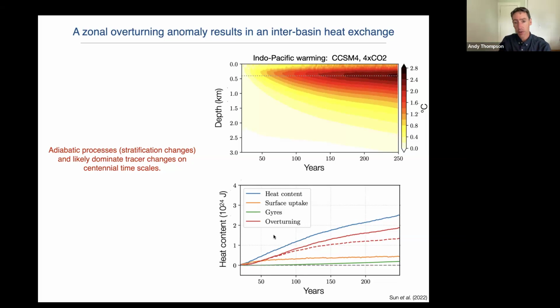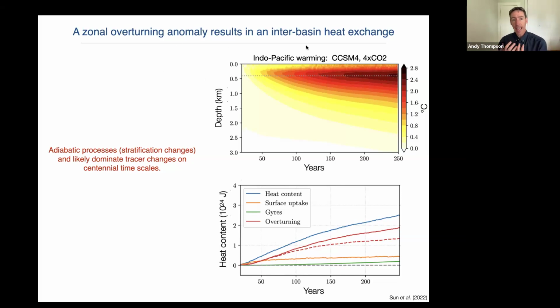And that's what's shown here on the lower right. You have time on the x-axis. The y-axis is showing the increase in heat content in the Indo-Pacific Basin. And you can see almost 75% of the increased heat content comes from this perturbation in the overturning.